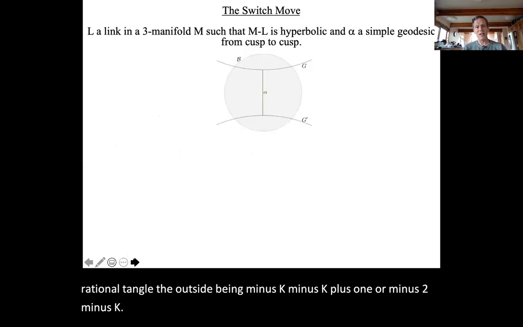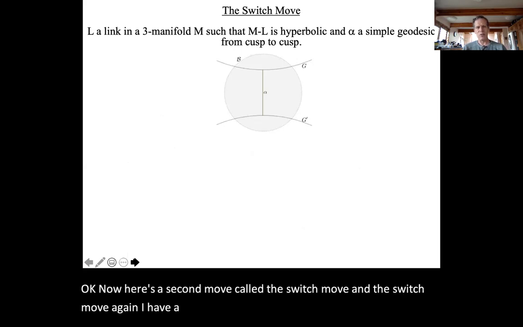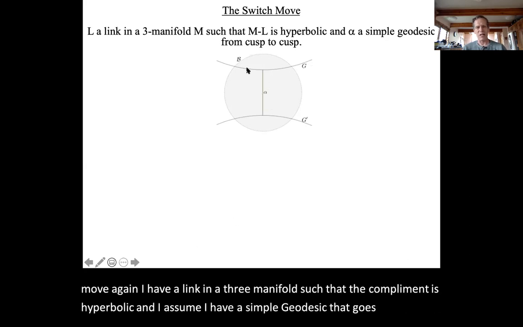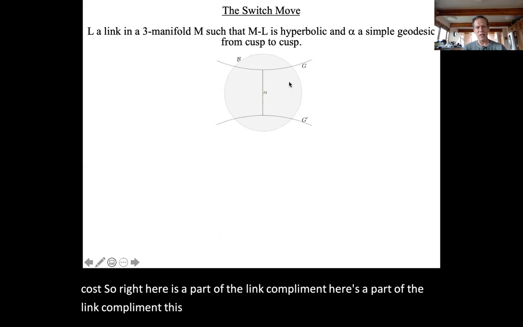Okay, now here's a second move called the switch move. In the switch move, again, I have a link in a 3-manifold such that the complement is hyperbolic. And I assume I have a simple geodesic that goes from cusp to cusp. So right here is a part of the link complement. This is a simple geodesic in the complement of that inside some ball in the manifold like this.